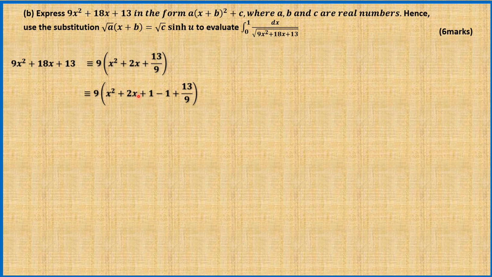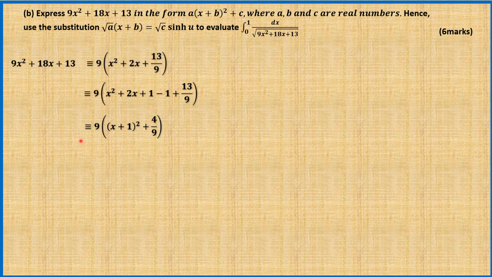Now this first part here is a perfect square that everyone can easily recognize. This is just x plus 1, all squared. So when we copy that and replace, you simplify this part. Negative 1 plus 13 over 9 will give 4 over 9.